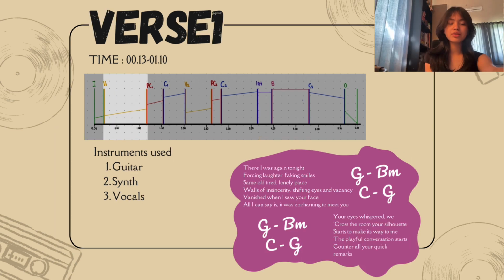The second part of the song is the verse, which starts from the 13th second of the song until the first minute 10 second, in which the instruments used were guitar, synths, and also vocals, with the chord progression of G to B minor to C and back to G, which is basically the same as the intro. We could also see that it progressively goes louder and louder. You could see in the graph that it slightly goes higher than the intro because we're basically starting the whole story.